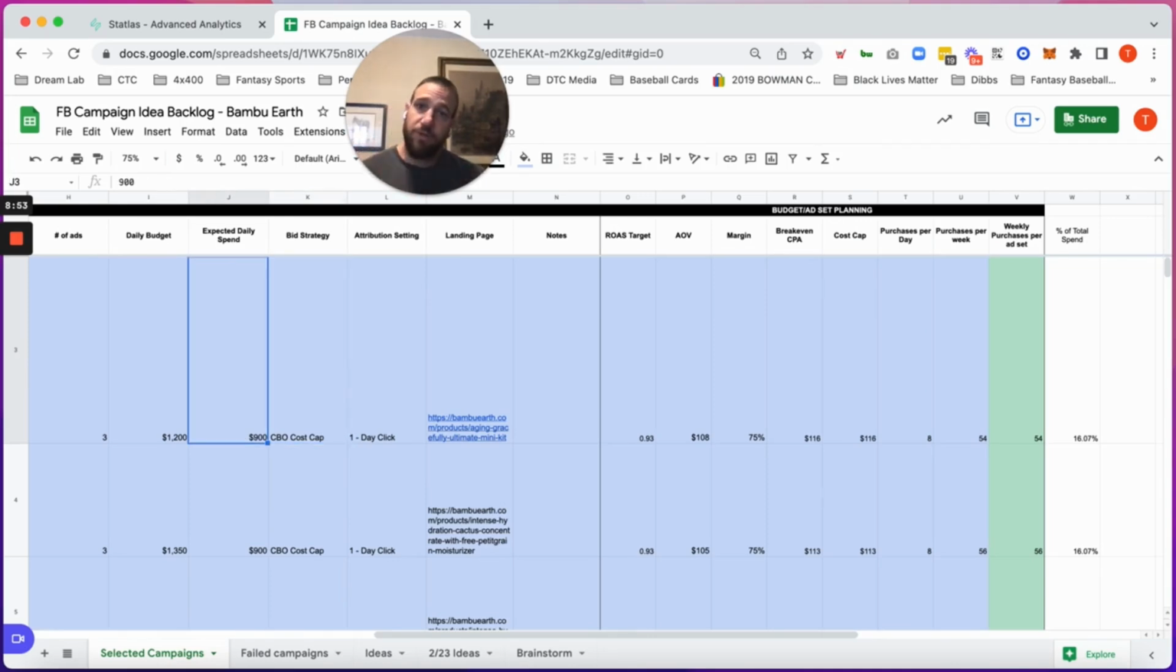Now, what I'll tell you is, when you start, how accurate you're going to be around the expected daily spend is going to be really low because you don't have a lot of historical data, or maybe you haven't run cost caps much, or you're launching a new funnel, and so you do not have a real clear idea. So in that case, I would be conservative in my estimation of actual daily spend. So I might put it closer to $450 a day.